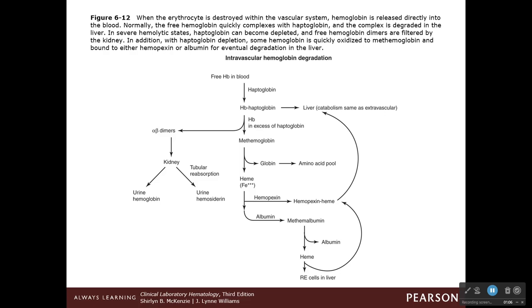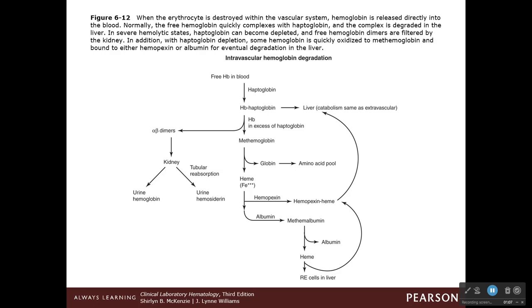So essentially what happens, an enzyme oxidizes the iron, and it changes to iron 3, okay? So it's in the ferric state. Then it binds to hemoglobin, okay? Then the globin can be broken down, and then heme in the iron 3 state gets bound to what's called hemopexin. Okay? Hemopexin. Hemopexin plus heme can go to the liver and be broken down like normal hemoglobin.